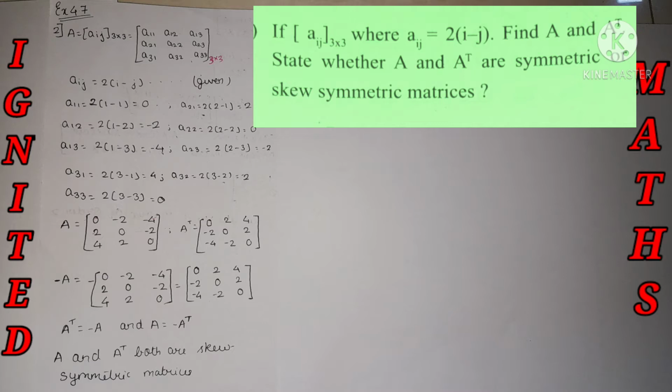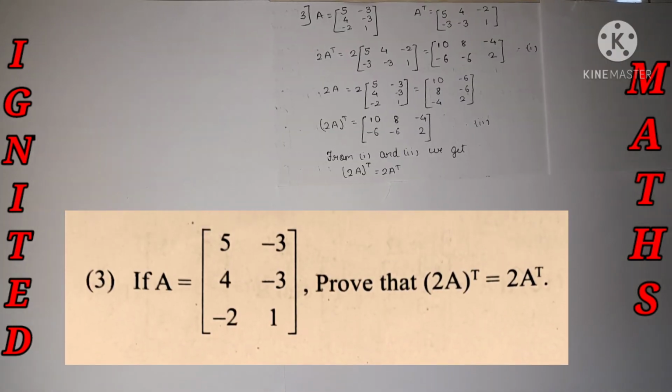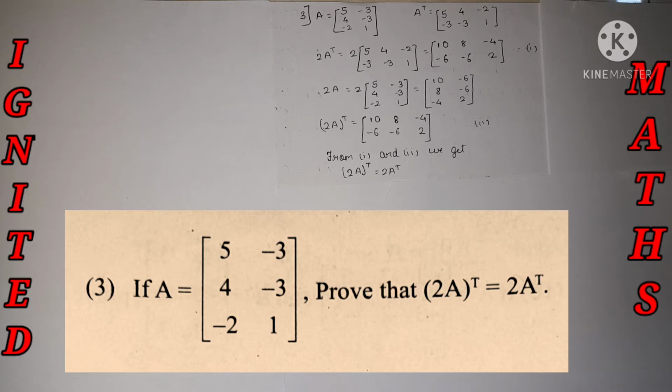So if it satisfies the condition, then we say that A and A transpose both are skew symmetric matrices. The third main question is presented, in which this is given. It's of order 3 cross 1 because it contains 3 rows and 1 column. And we need to prove that 2A transpose is equal to 2A transpose. Yes, we need to prove it.